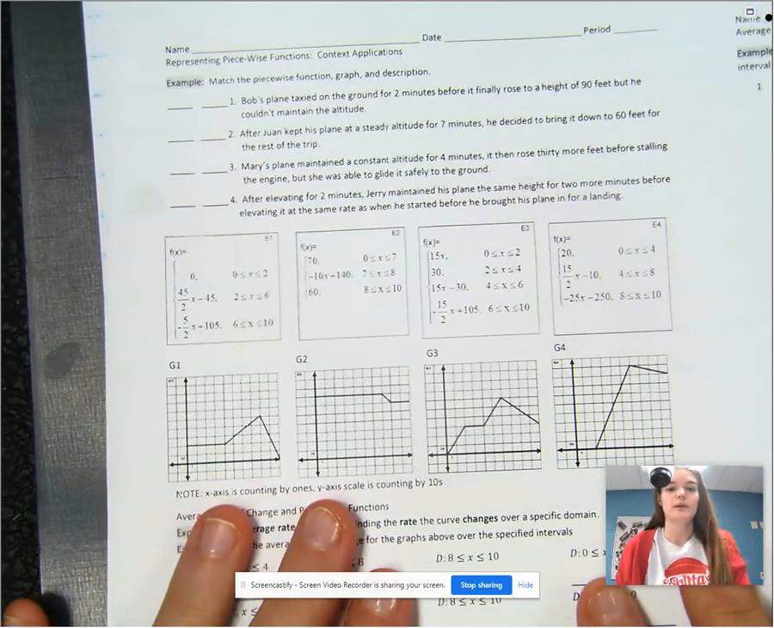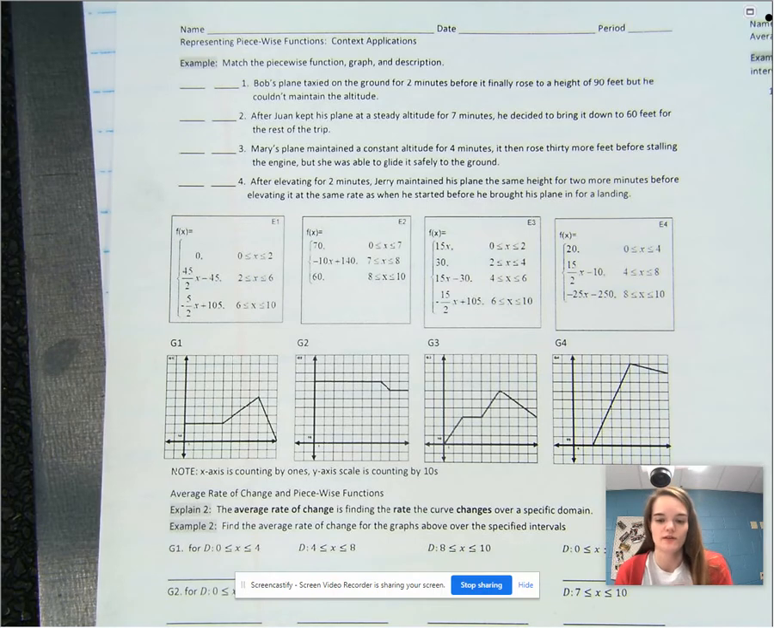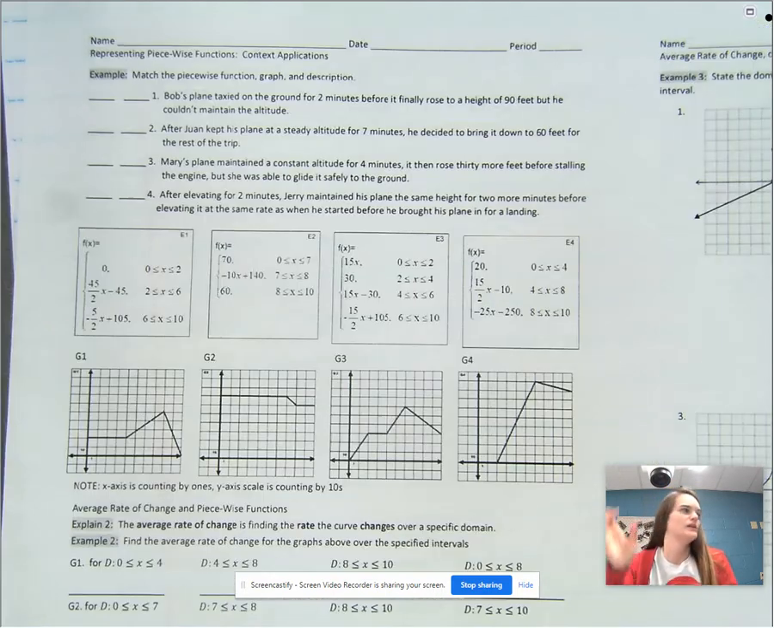We're going to keep talking about piecewise functions today. This is your second set of notes here. This is going to go on page 45 in case you don't have it written down.